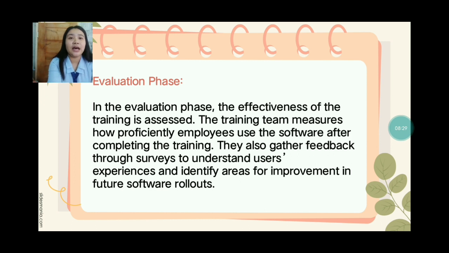So that is the example of software application training, where they apply the five phases of the ADDIE model.